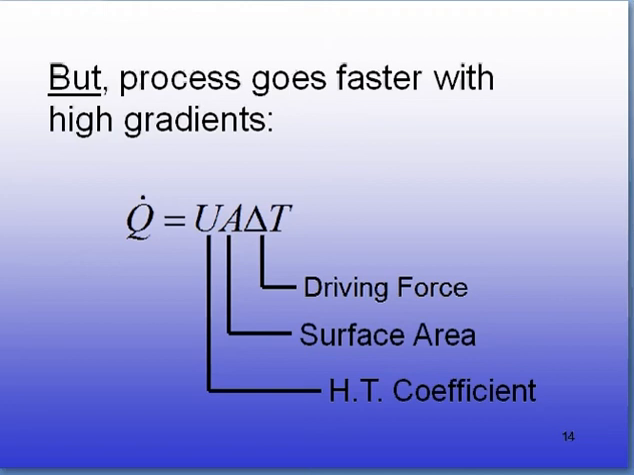Here's an example. The heat transfer Q is equal to U, some heat transfer coefficient, times the surface area of the heat exchanger times delta T, the driving force. Now the area is what you're paying for in capital outlay. You have to buy a heat exchanger. You're paying for a larger heat exchanger so that you can have a smaller driving force and get the same heat flow.